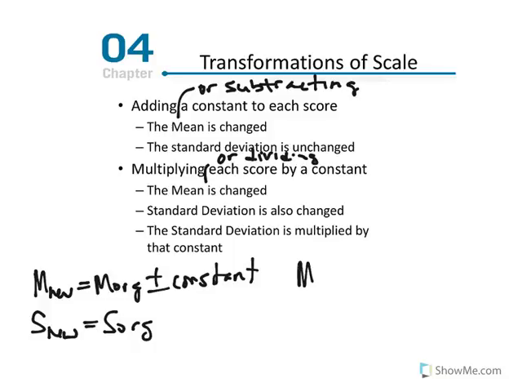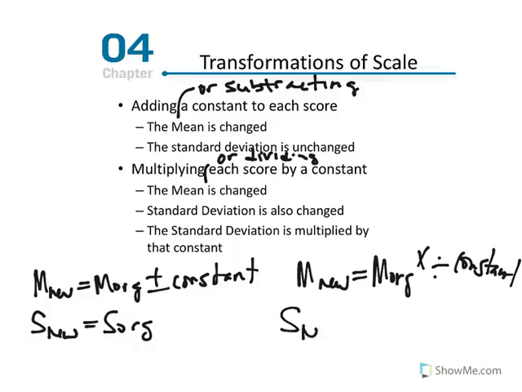When we multiply or divide by a constant, the new mean will equal the original mean multiplied or divided by the constant. Again, we expect the mean to change because the scores are changing. And unlike what happens when we add or subtract a constant, the spread also changes when we multiply or divide by a constant. If we multiply by a constant, the spread increases. If we divide by a constant, the spread decreases. In both cases, the spread between scores is affected, so the variability changes.